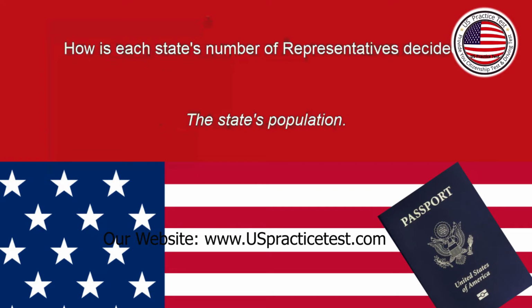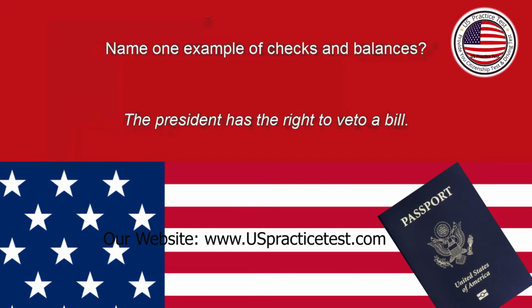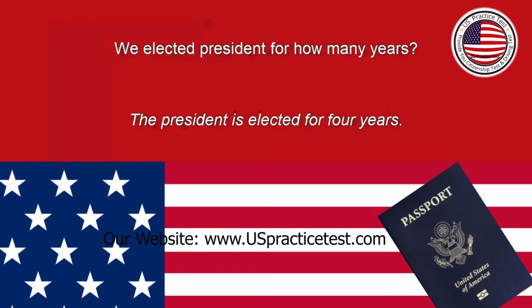How is each state's number of representatives decided? The state's population. Why do we have 3 branches of government? They want to make sure that no branch is too powerful. Name one example of checks and balances. The president has the right to veto a bill. We elect a president for how many years? The president is elected for 4 years.